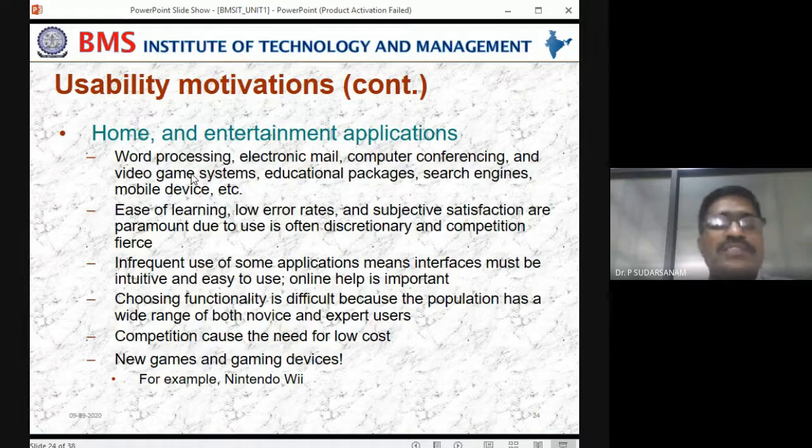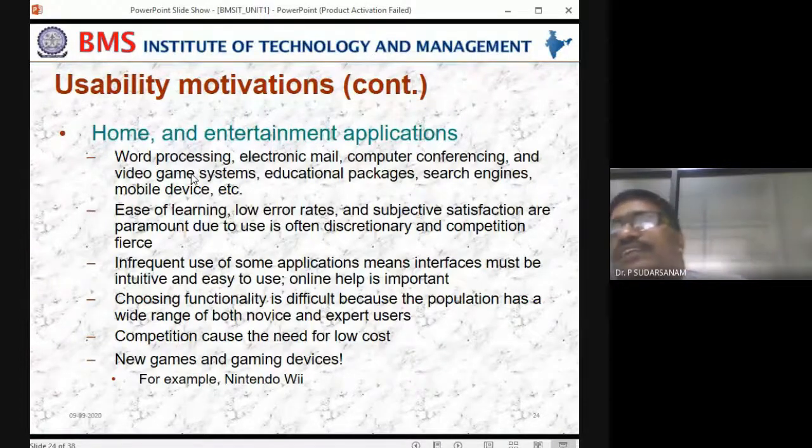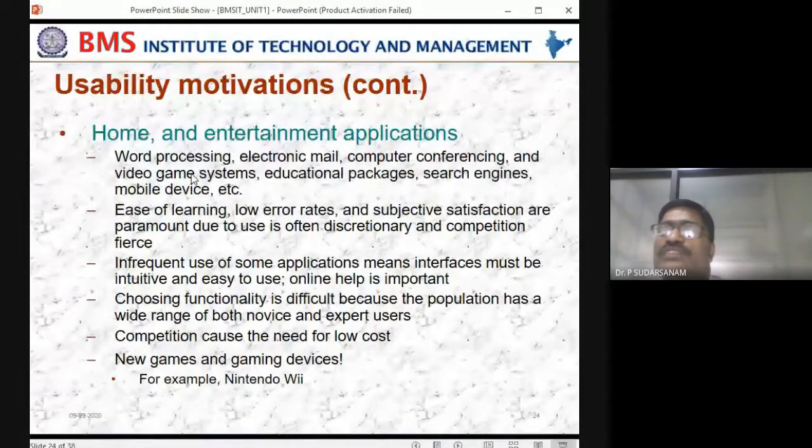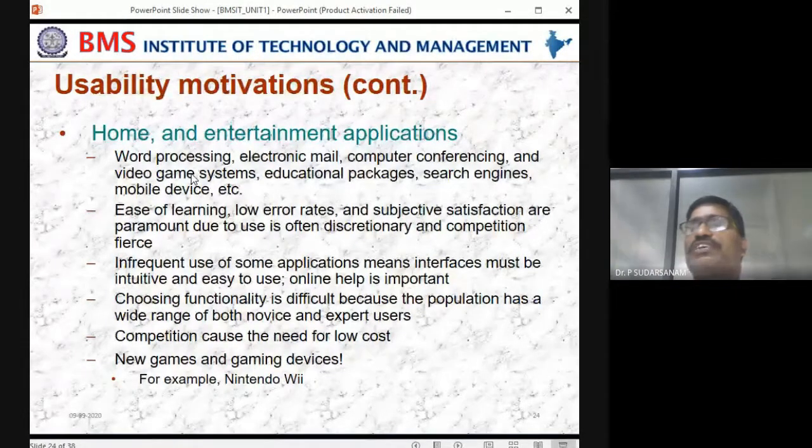They have given examples here: word processing, mails, computer conferencing, video conferencing, video game systems, educational packages, search engines, mobile devices, and so on. The second one is ease of learning. You can learn it easily. Sometimes, if you want to install some packages on your systems by your own, we go to Google, search for it, and follow step by step.